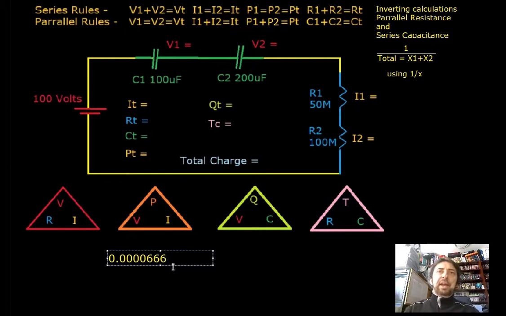So if we have a look at that number there, we'll see that the first 3 digits are in the milli range. It's not in the milli range, it's actually over here in the micro range. So what we see there is 0.66 in the micro range. That's expressed as 66 microfarads. Let's put that value in of 66 microfarads.